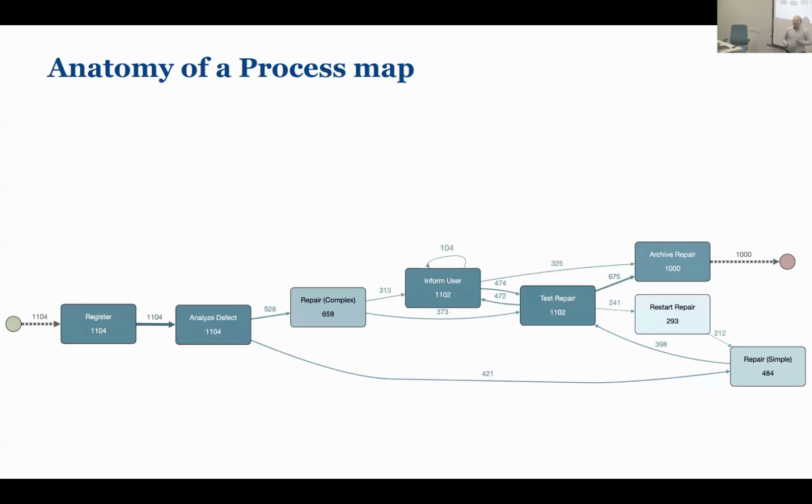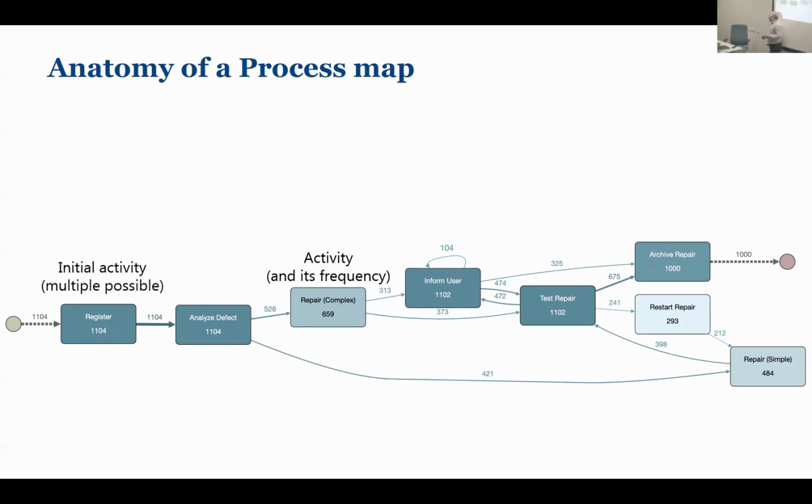In more detail, for example, here there is a box that represents an activity. The name of the activity is repair complex. And below the activity, you will usually have some performance measure. In this case, 659 stands for the number of process instances where we did an execution of this activity. So the number of instances of the process in which we executed the task repair complex is 659.